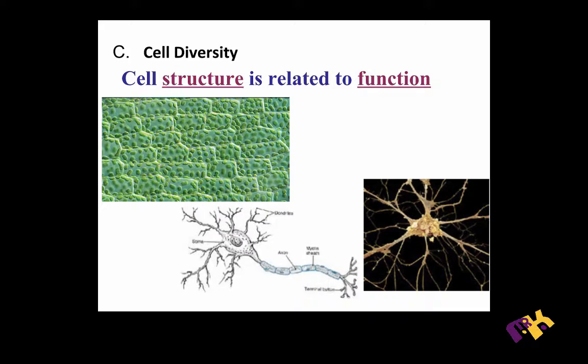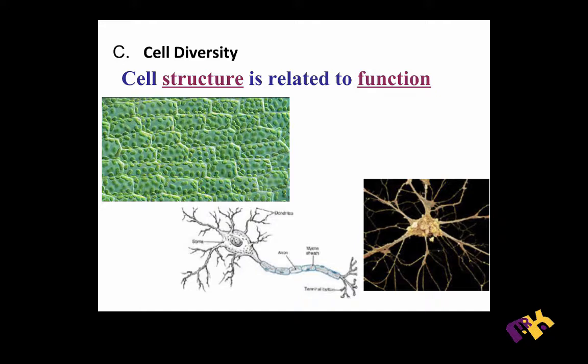All right, so there's all kinds of different cells, right? We look around us, we have all kinds of different living organisms, and therefore there are different types of cells, and we know that cell structure is related to its function. What it looks like really helps us understand what it might be used for.